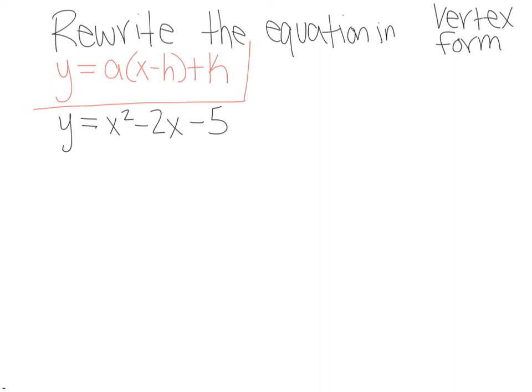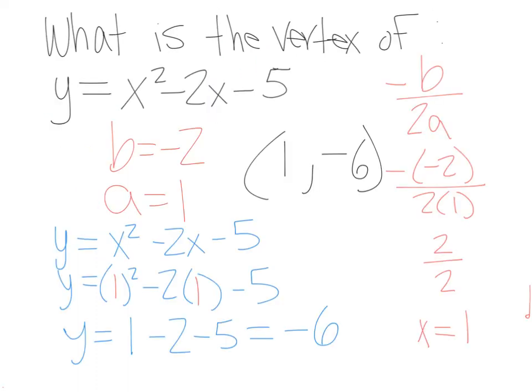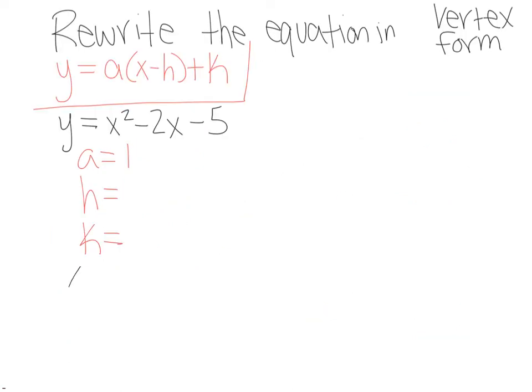So a is going to be equivalent to the a in standard form. In this case, a is 1. So when I plug that in, a is still going to be 1. H and k are the coordinates of our vertex. And we actually already found the coordinates of our vertex. If you guys recall from the last page, our vertex was 1, negative 6. This is the same problem. So 1, negative 6, that's our vertex, our h and our k. So 1 and negative 6 are h and k.